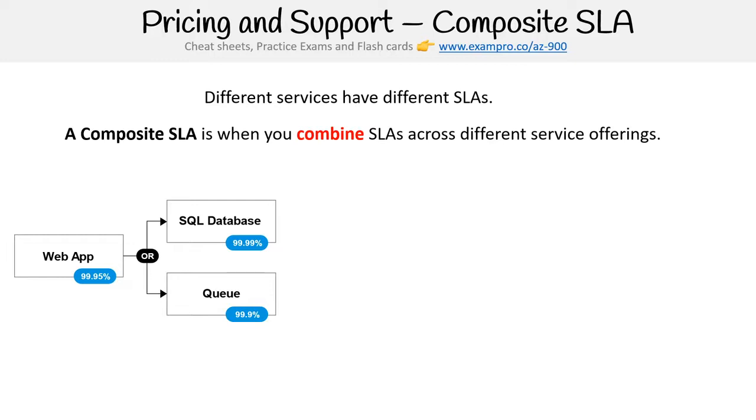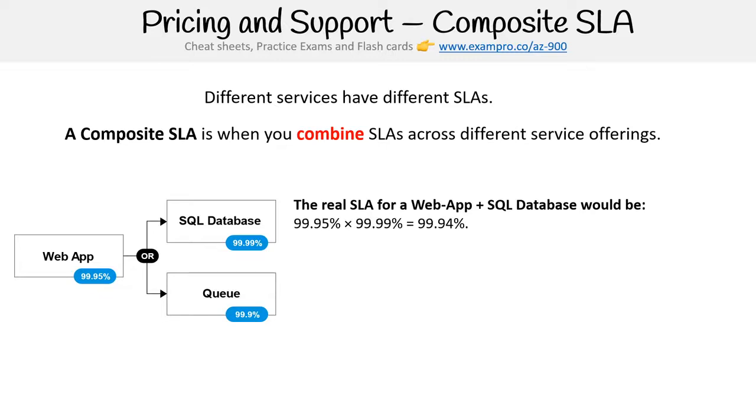We don't know. If we had to calculate the SLA for the web app and SQL database, that would come out to 99.94%. Don't ask me on the math. That is the example that we are given, but just understand that's what it would come out to. It would come out to 99.94%. So you'd have an overall reduction of the SLA, whereas the SQL database alone would have 99.99%.